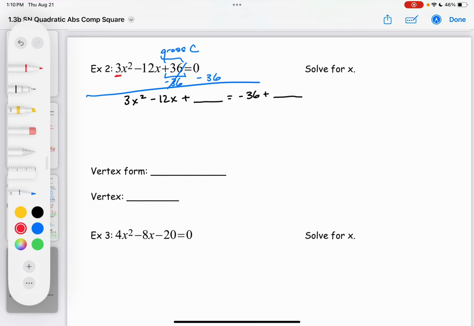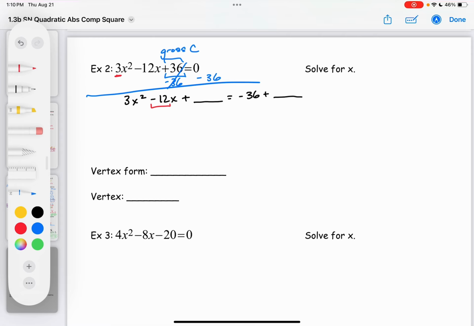The next thing I want to do is I want to take my b value, which is 12. I want to half it, and I want to square it. Sorry, I got just a step ahead there, actually. Sorry about that. Bell threw me off.